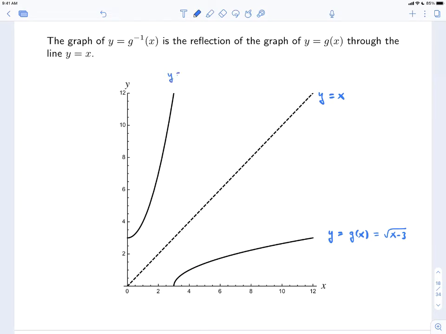So this is y equals g inverse of x, which is x cubed plus 3. Not x cubed, x squared plus 3. So you can see that it's not the entire parabola, it's just half of the parabola. And g inverse is one-to-one if you're just looking at that half, the right half of the parabola.